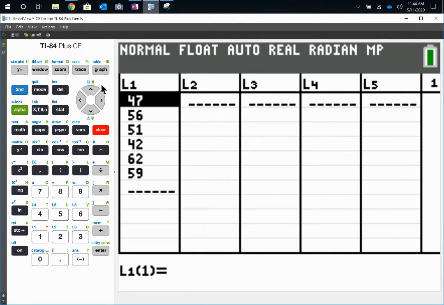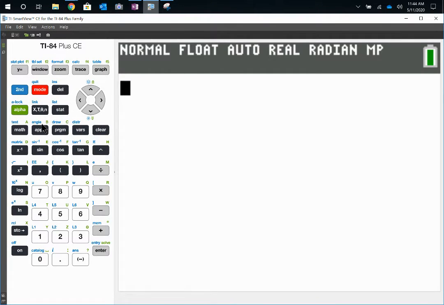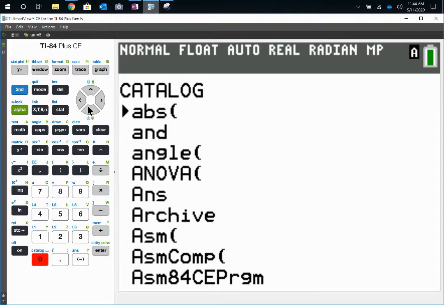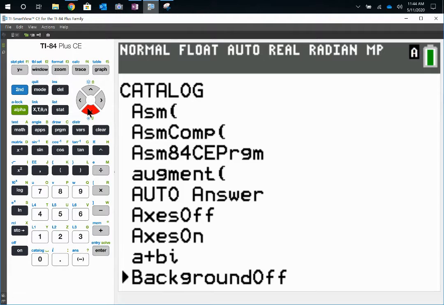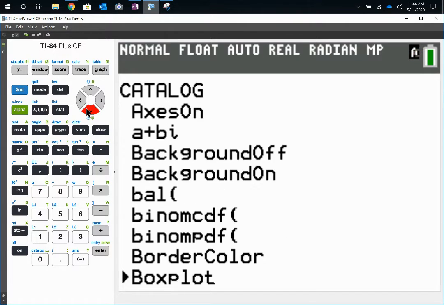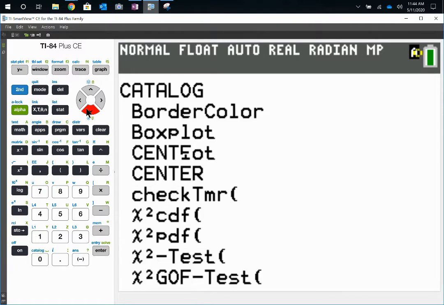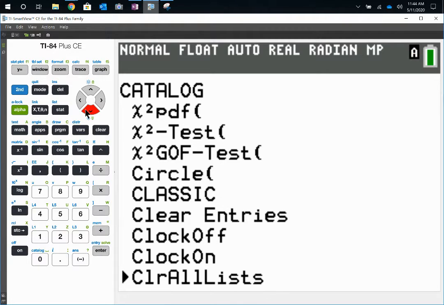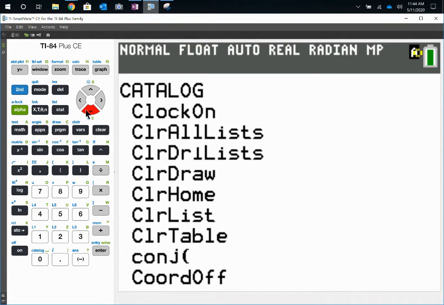So we're going to go ahead and get out of this list by pressing second quit. And the very first thing you want to do when you're doing correlation coefficient with your TI-84 calculator is to access the catalog by pressing second and 0 and scrolling down until you come to diagnostic. This is a one-time set, and your calculator may already have it set.